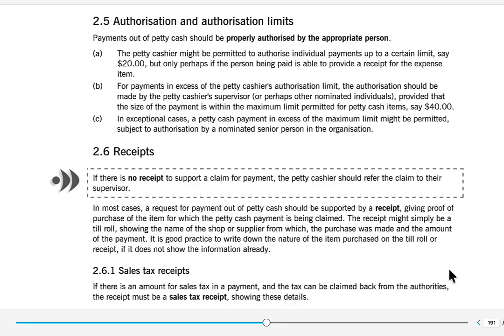Example 3. Someone asks for $60 for an item. This is too high for petty cash in most businesses. It should be approved by a senior person or paid through the main payment system.